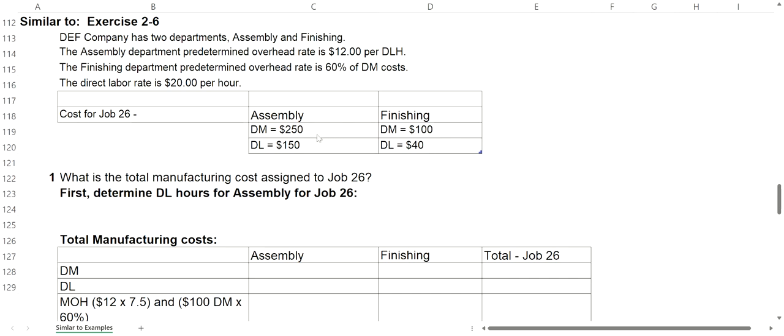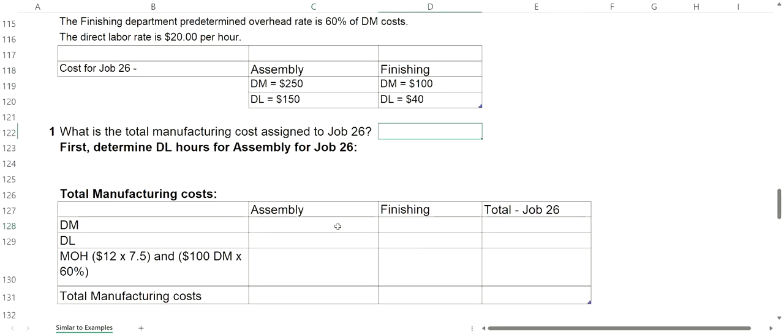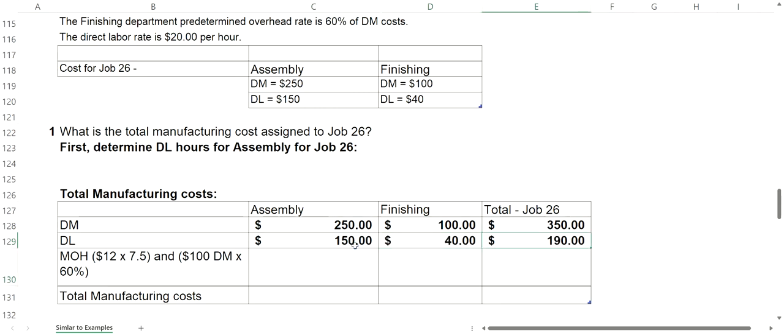So they're using two different activities. Let's assume you're given the material and labor costs for both assembly and finishing for job 26. Let's go ahead then and fill in the material cost as given above of $250 for assembly, $100 for finishing. So the total is $350. And let's fill in the direct labor costs, given at $150 for assembly and $40 for finishing, for a total of $190. Next, we have to apply the overhead.